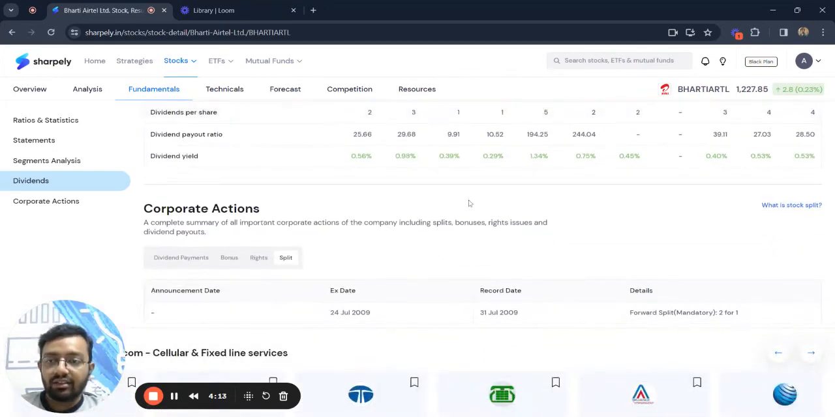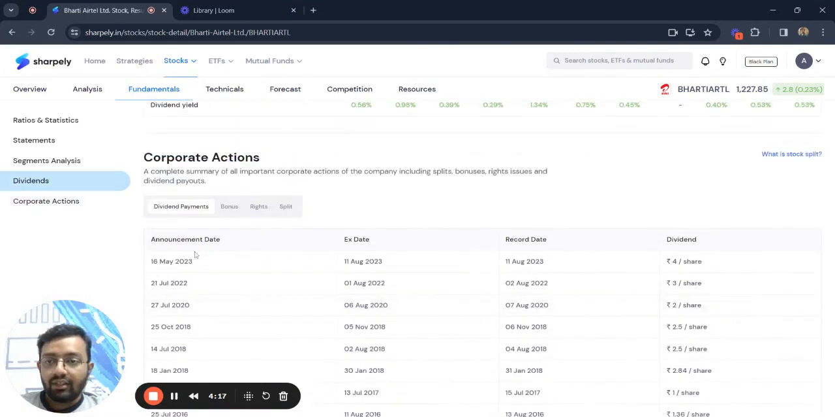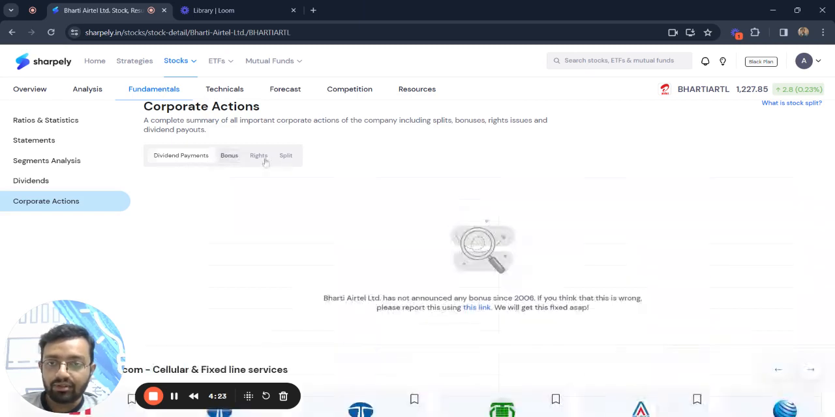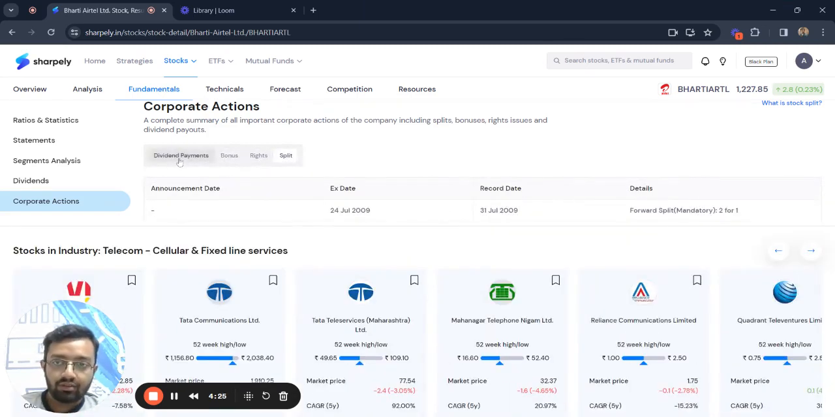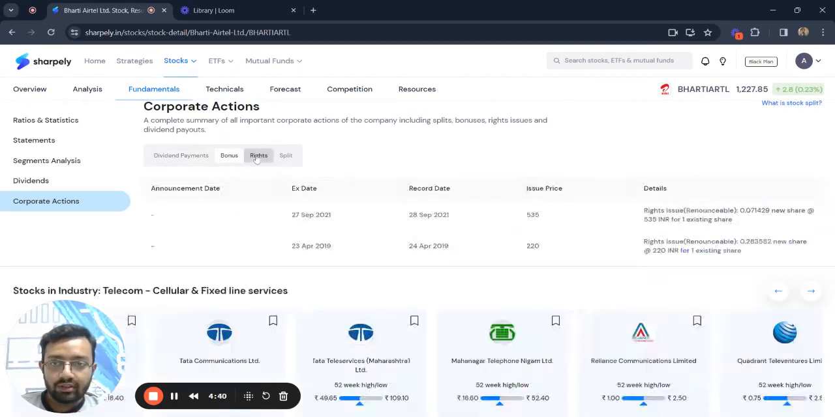And the last section is the corporate actions. Here we basically provide corporate actions in four parts: dividend payments, bonus, rights, and split. So as you can see, the latest dividend was on 16th May 2023. The announcement date was this, the next date was this, the record date was 11th August, and the dividend value is 4 rupees per share. Now, there are no bonus details.